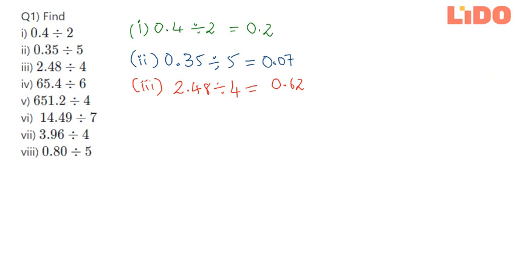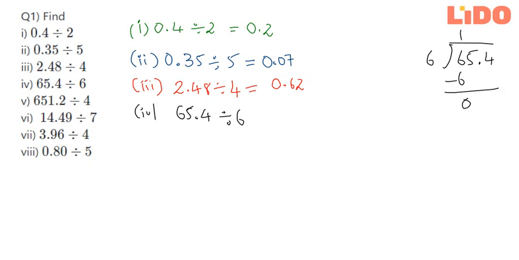Alright, I hope you're back after trying to solve it on your own, because now it's my turn to show you how to solve the rest of the problems. Let's go. 65.4 divided by 6. So let me write this here, 65.4 divided by 6. Now I know 6 ones are 6. Now I'm going to bring the next digit down, 5.